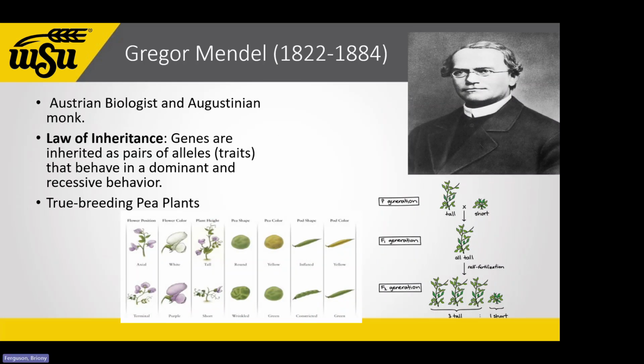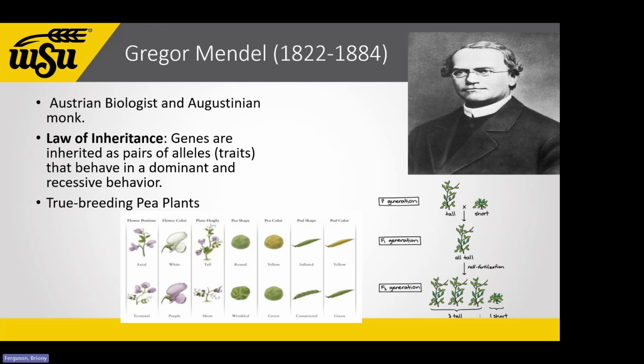Last but not least, we have Gregor Mendel. He was an Austrian biologist and an Augustinian monk. The Augustinian monks are actually a branch of Catholicism. And Mendel is actually one of my favorites. I think he's very misunderstood.